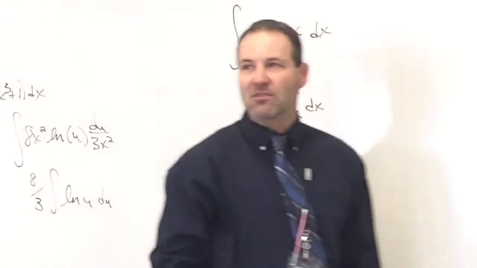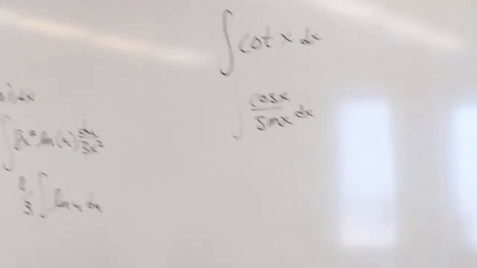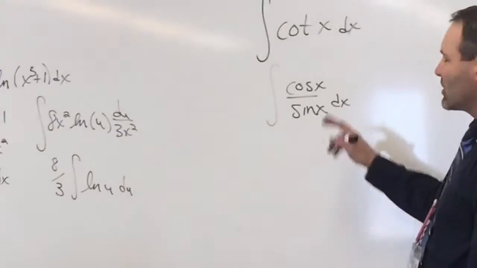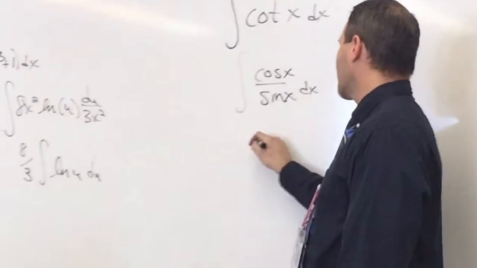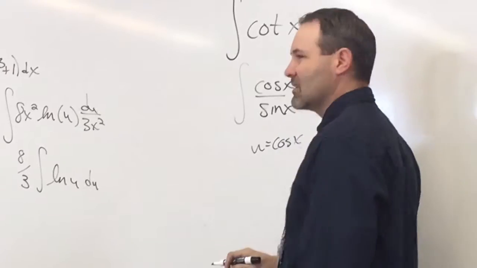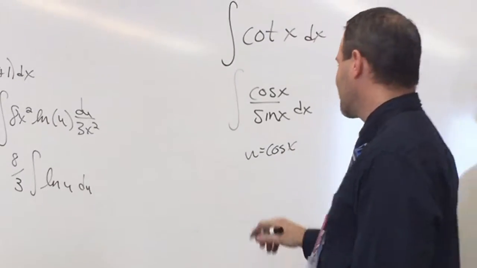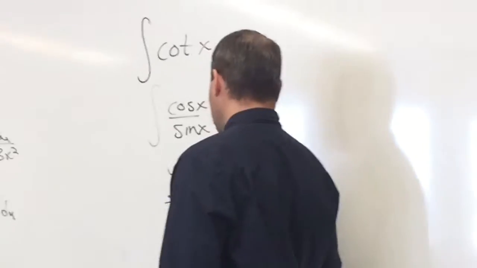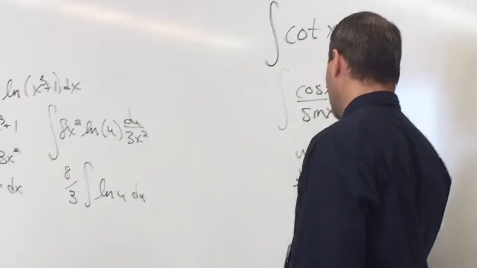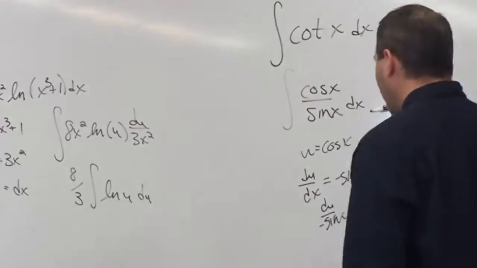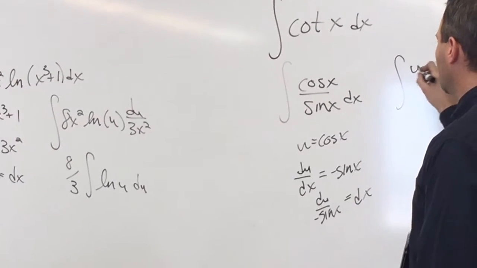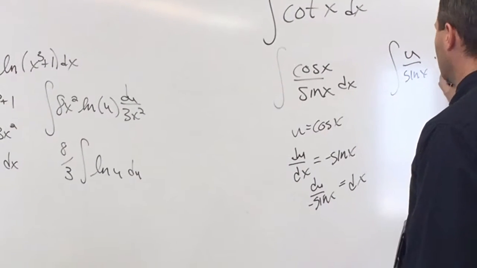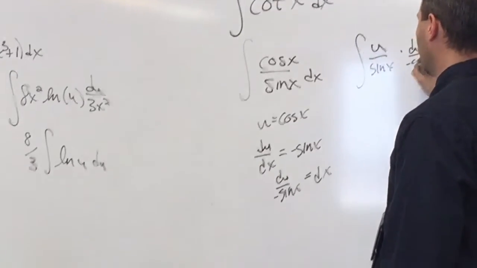So now we have options for our u. We could either choose cosine x or sine x. And we know the derivatives of them are the opposite, so it's going to undo something. So let's try cosine x, even though that's the wrong choice. So du dx equals negative sine x, dx equals du over negative sine x. So we get u over sine x, du over negative sine x.